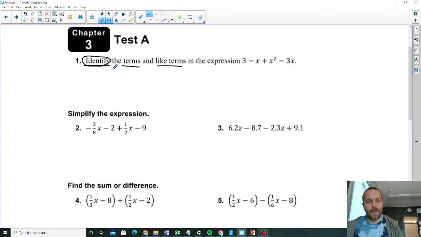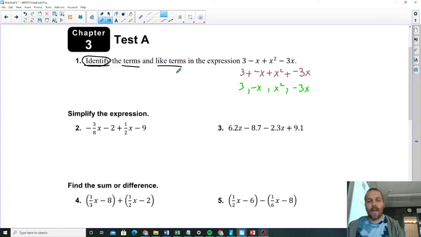So identifying is what we're doing. We're looking for terms. The first thing we need to do is rewrite this expression. So we go 3 plus negative x plus x squared plus negative 3x. That's the first thing. So right there, we've rewritten it so that it's all addition. Now, all those plus signs can be changed to commas. So now we can look at our terms. Our terms are 3, negative x, x squared, and negative 3x.